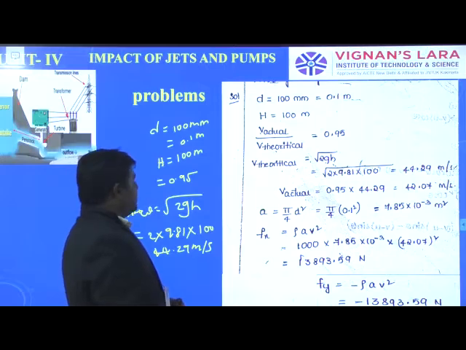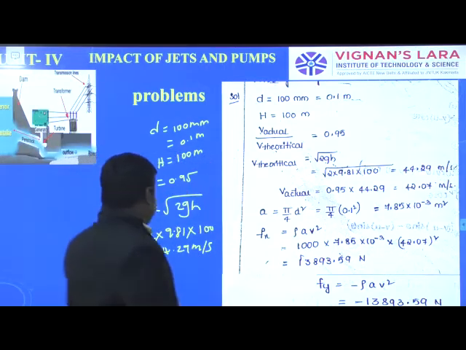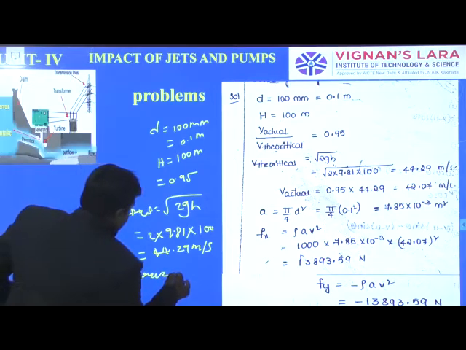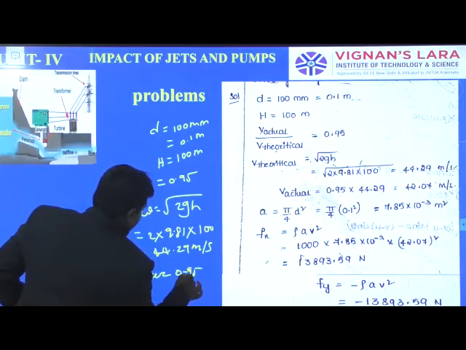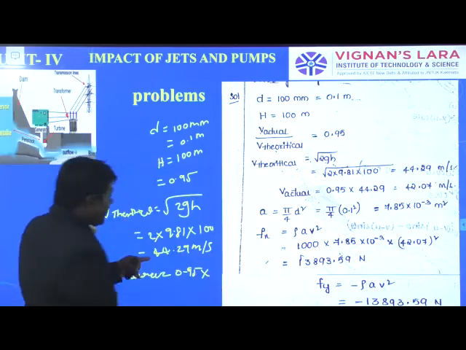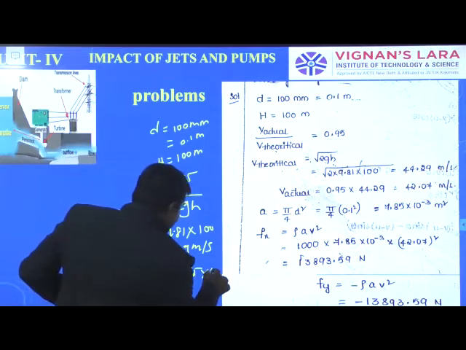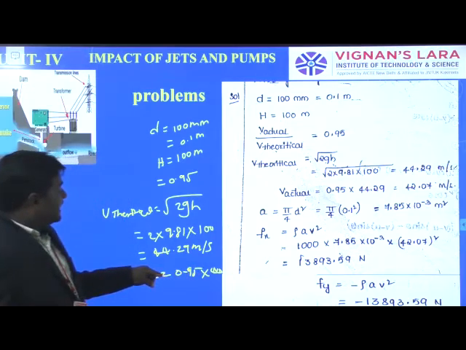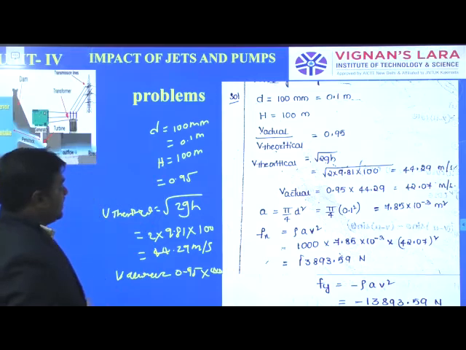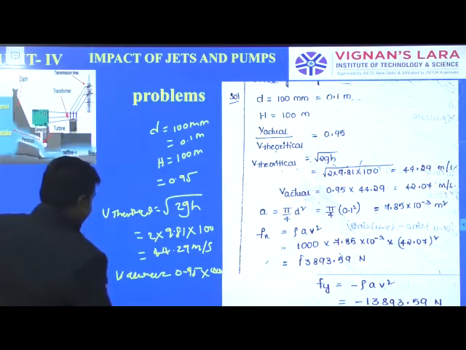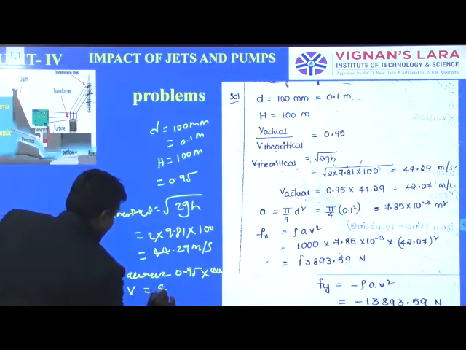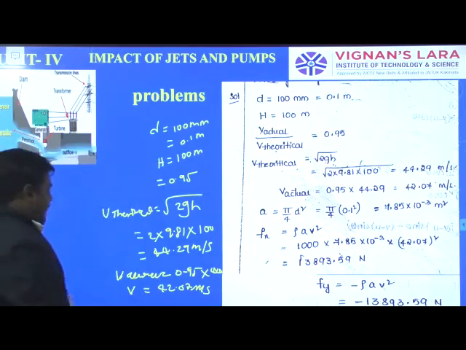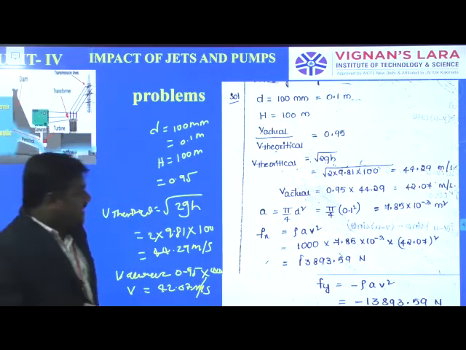We have to calculate the theoretical as well as the actual velocity. The actual velocity is the given 0.95 into 44.29. We substitute and calculate. Then we get the actual velocity as 42.07 meters per second. Is it clear?